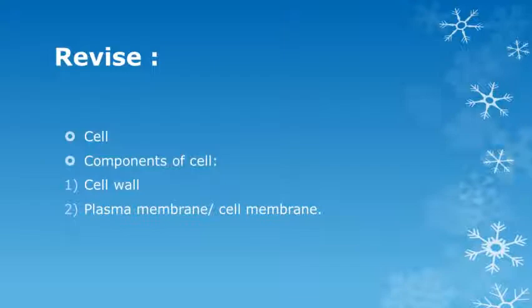The cell wall is the outer covering of the cell and it is made up of three layers: middle lamella, primary cell wall and secondary cell wall. After the secondary cell wall layer we have the plasma membrane, and in the plasma membrane the protein molecules are there. So we have already discussed these two points. Now let's begin with the next components of the cell.